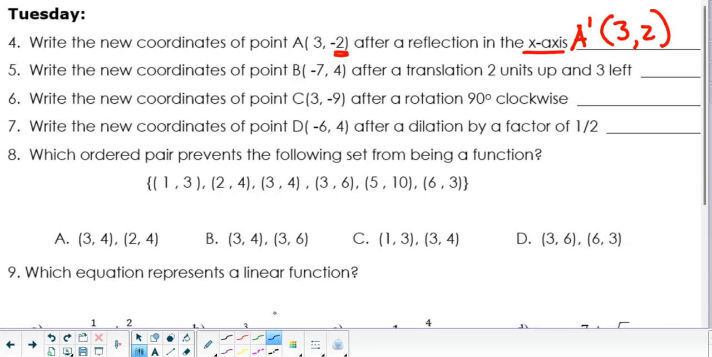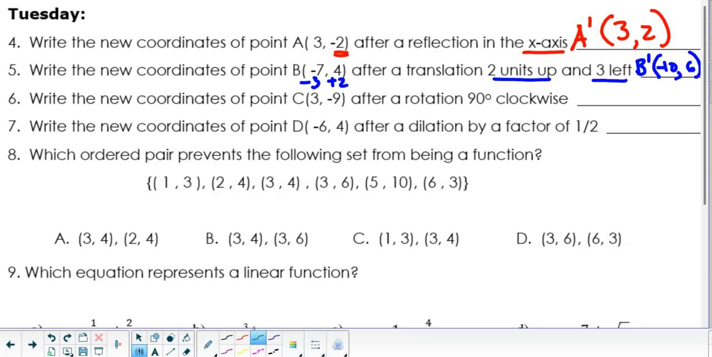Number 5, write the new coordinates of point B after a translation 2 units up and 3 units left. Well, the new point will be called B prime. And up affects the y value, and left affects the x value. So negative 7 minus 3 is negative 10, and 4 plus 2 is 6.